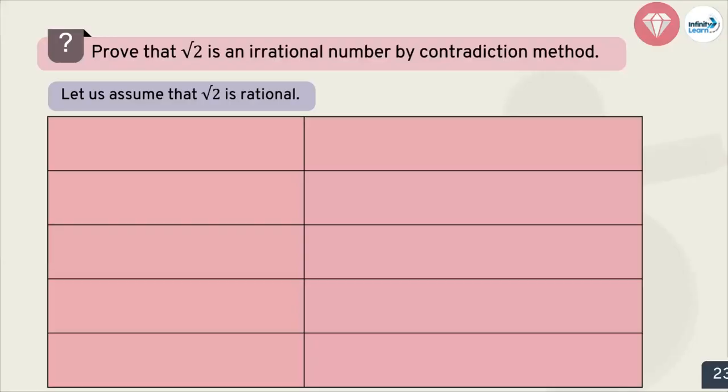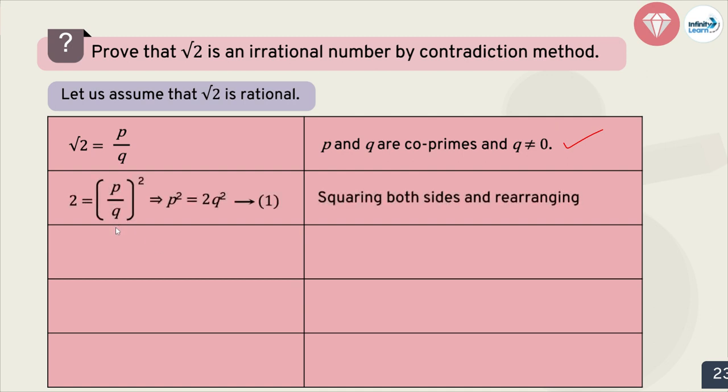अब देखो ये क्वेश्चन बहुत इंपॉर्टेंट है. प्रूव रूट टू irrational. वेरी वेरी वेरी इंपॉर्टेंट क्वेश्चन आता ही है बाय कॉन्ट्रडिक्शन मेथड. Let us assume that root 2 is rational. Step number 1. Root 2 is equal to p by q, where p and q are co-primes and q should not be equal to 0. Second one, squaring on both sides. Squaring करेंगे, 2 will be equal to p square upon q square. p square will be equal to 2q square. Rearrange किया, squaring and rearranging.